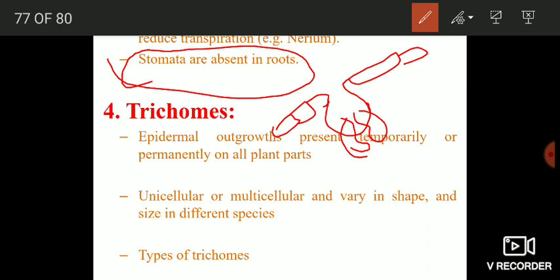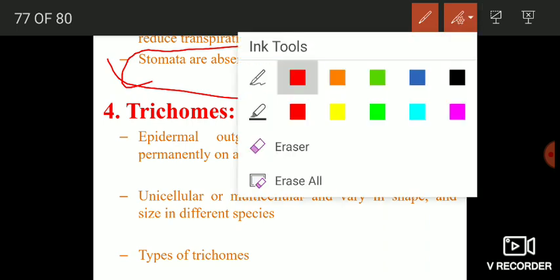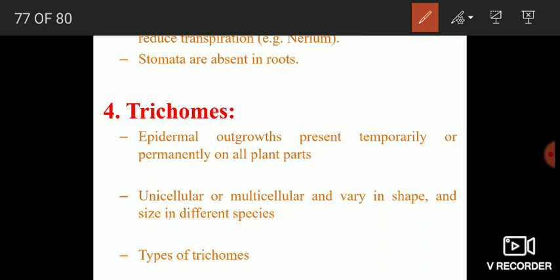Now, another structure associated with the epidermal tissue system is trichomes. Trichomes are actually the epidermal outgrowths which are present temporarily or permanently on all plant parts. These trichomes may be unicellular or multicellular, and they vary in shape and size in different species. On the basis of shape and size, they perform different functions, and accordingly we have different types of trichomes.